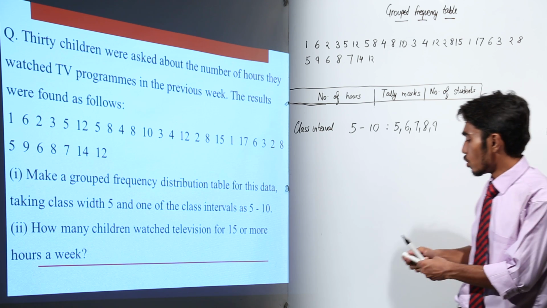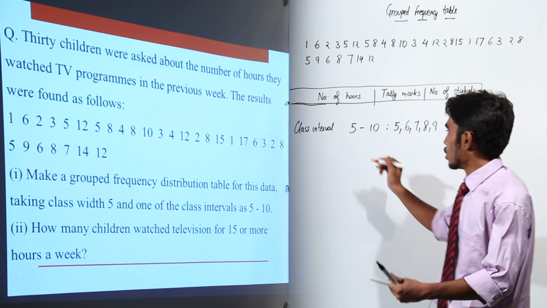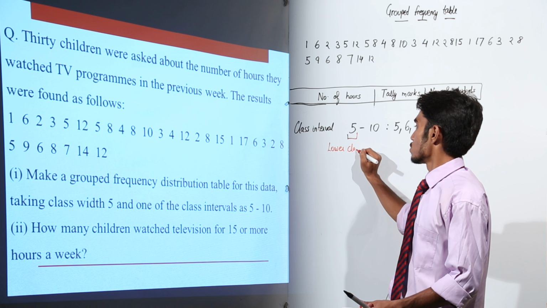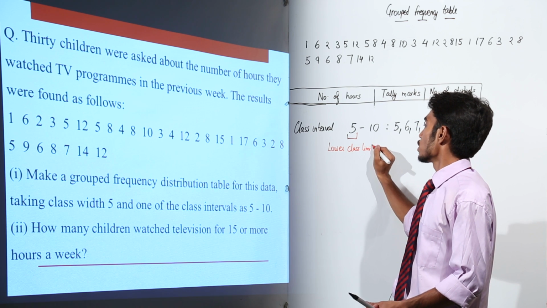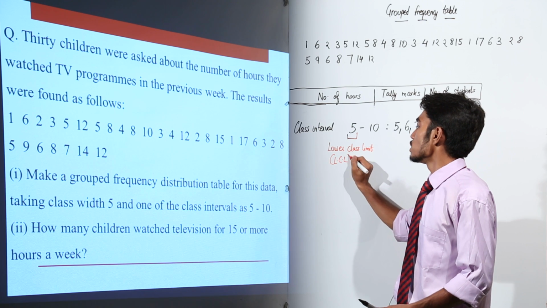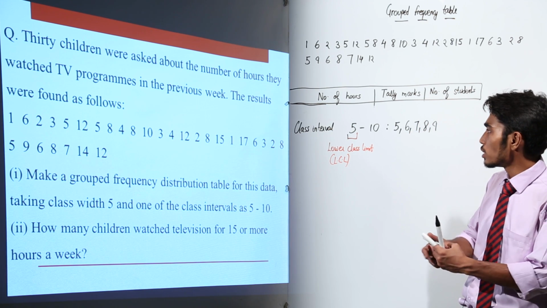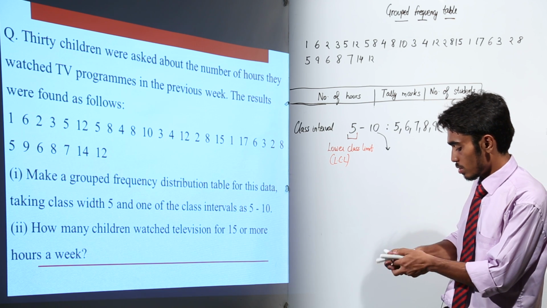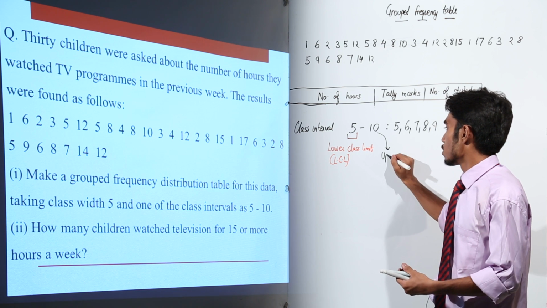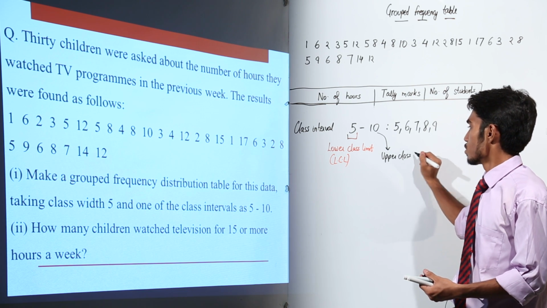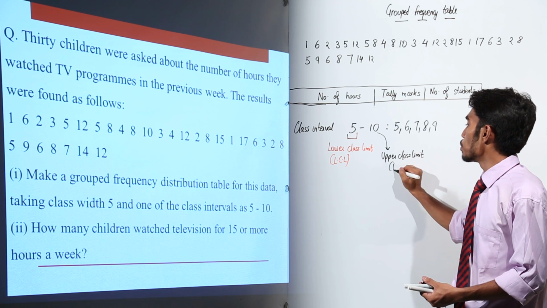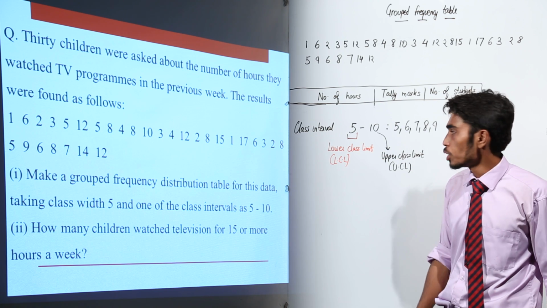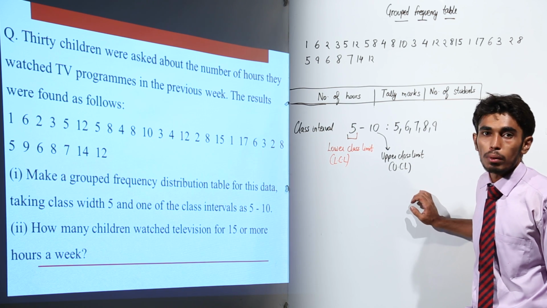And 5 is called the lower class limit. We will represent lower class limit by LCL, right? The lower class limit is the value from which the class starts, and 10 is called the upper class limit, right? Upper class limit will be represented by UCL. So we have a group. The group is called a class interval. This is called lower class limit. This is called upper class limit, right?